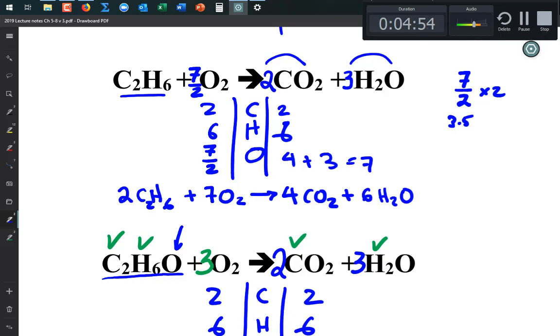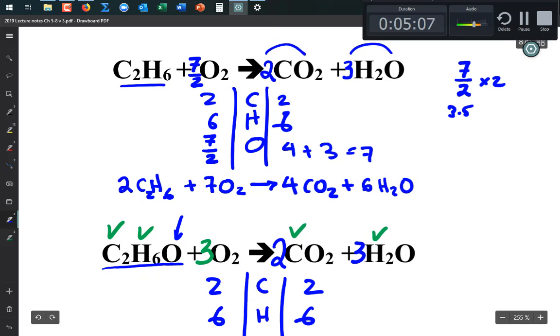So that's now balanced, and if you're not sure that you did it right, just make the tally again, count everything up. And if everything's equal to each other, then you're done. Okay. Questions about that? If there's something you don't understand, you can ask questions.